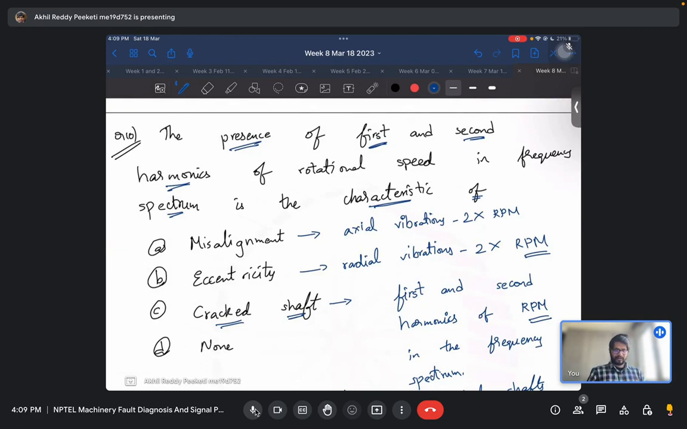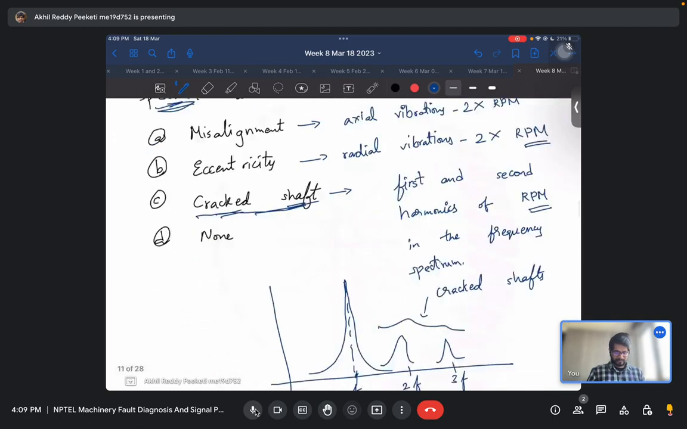Now, how can you identify this cracked shaft in the frequency spectrum? If there are first and second harmonics of the rotational speed in the frequency spectrum, then that indicates it's a cracked shaft.